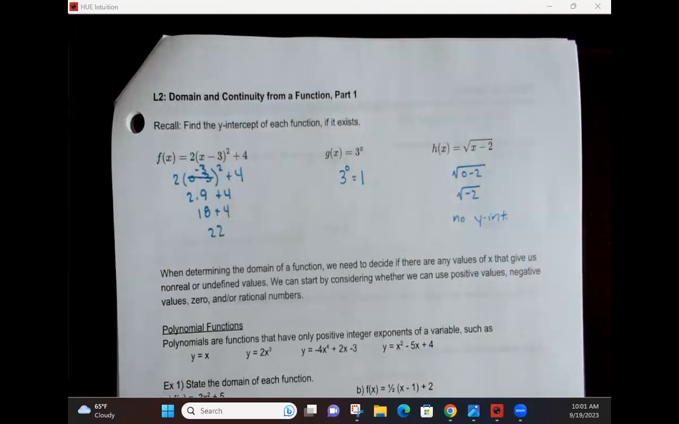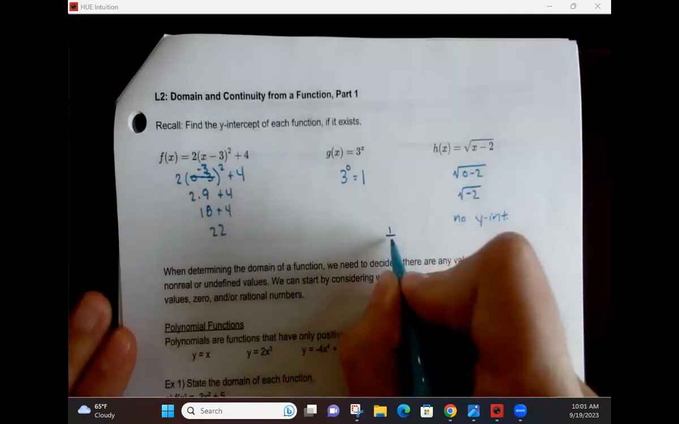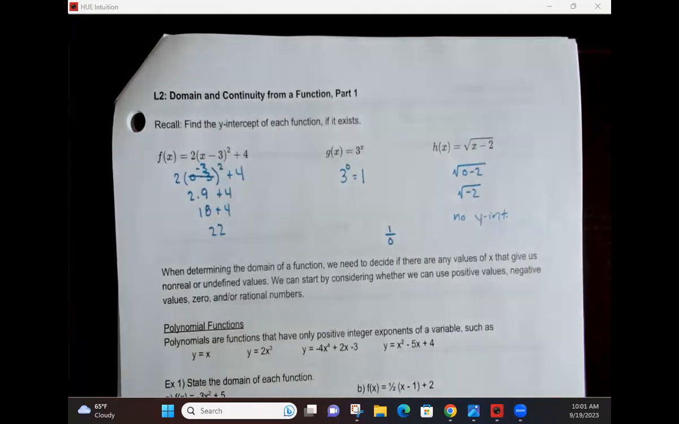So when we talk about finding domain from a function, what we're gonna keep in mind is, are there values that I could plug in for x that would result in something undefined? And remember, when we say undefined, we're usually talking about dividing by 0. Okay, so it would give me something undefined, or that would give me the square root of a negative number. Those are the things we're going to keep an eye on.